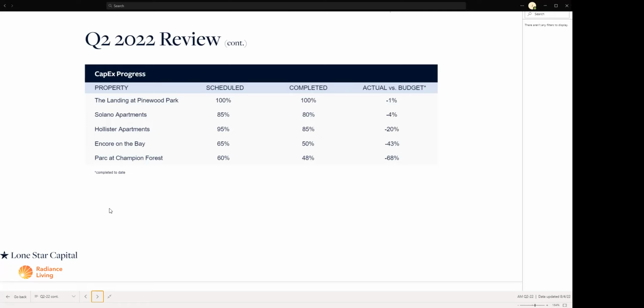Hollister we acquired in November. Solano was acquired in July of last year, but Hollister had a much lighter CapEx plan. So the spend was much less and the overall scope was much less. We weren't doing really anything to the interiors other than a smart home package. So we're installing smart locks throughout and then installing some washers and dryers as well.